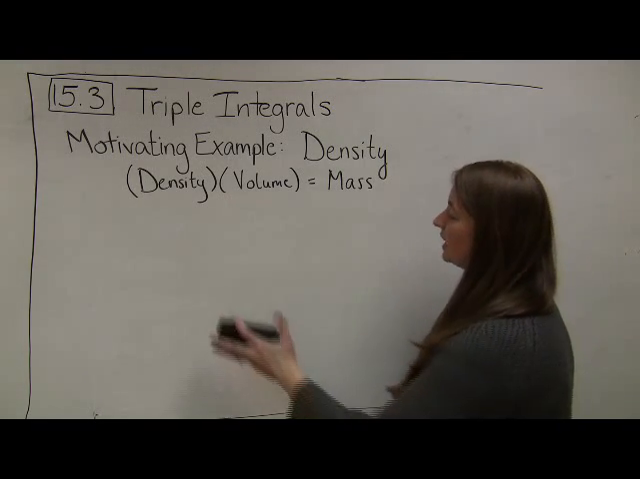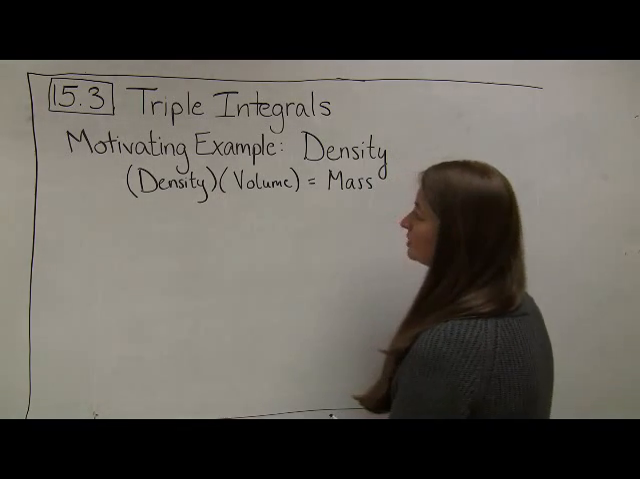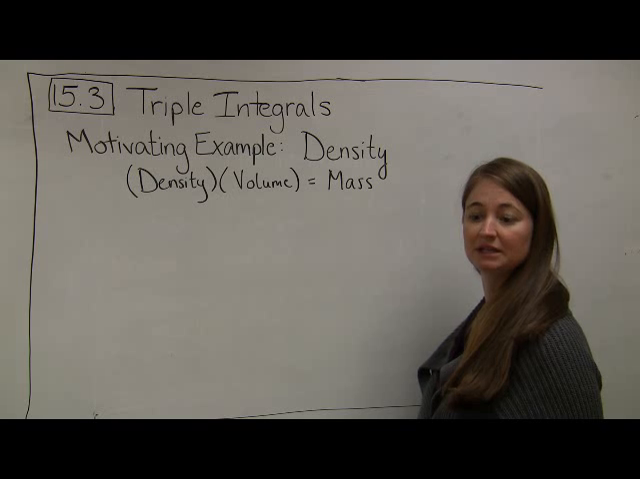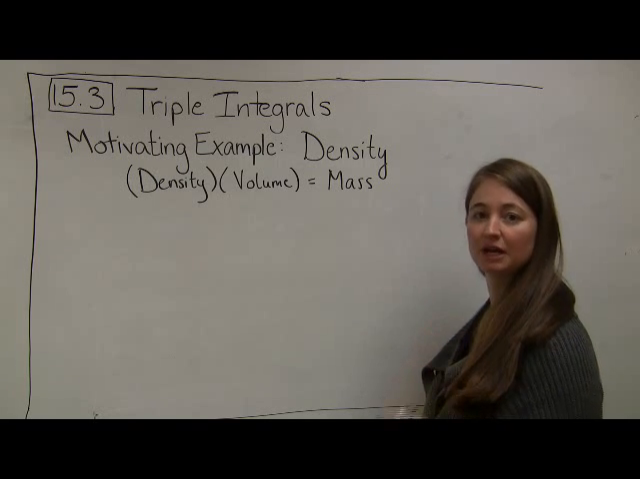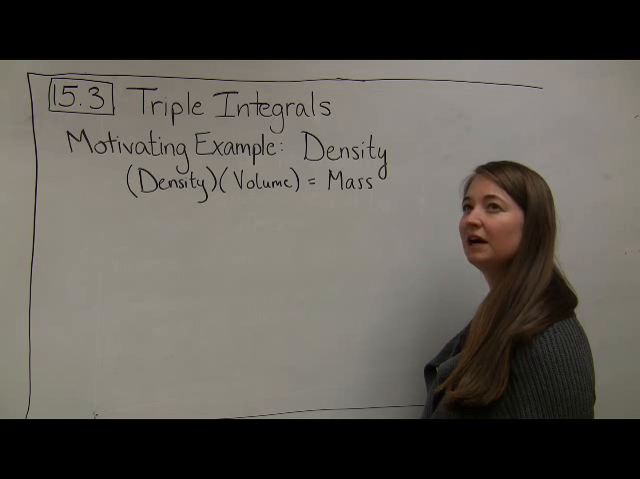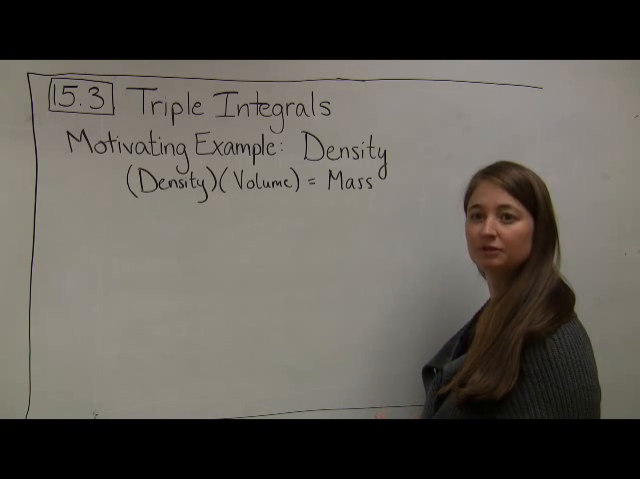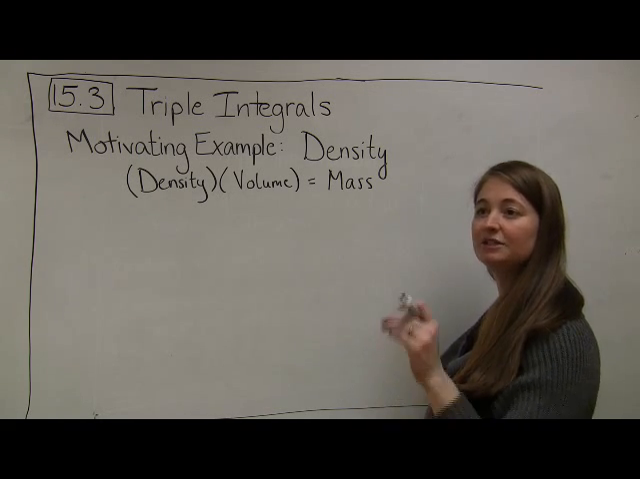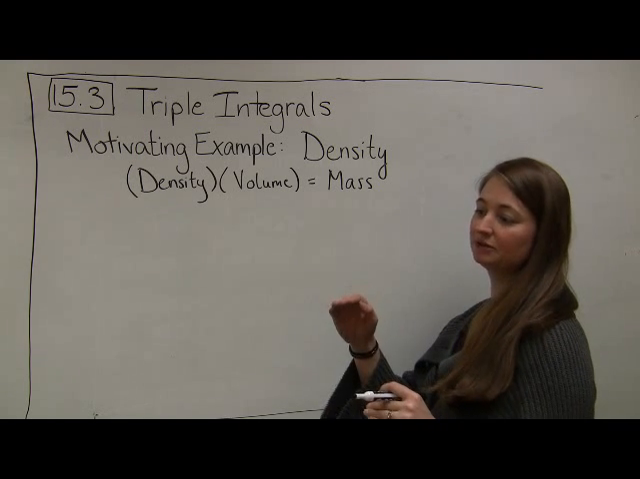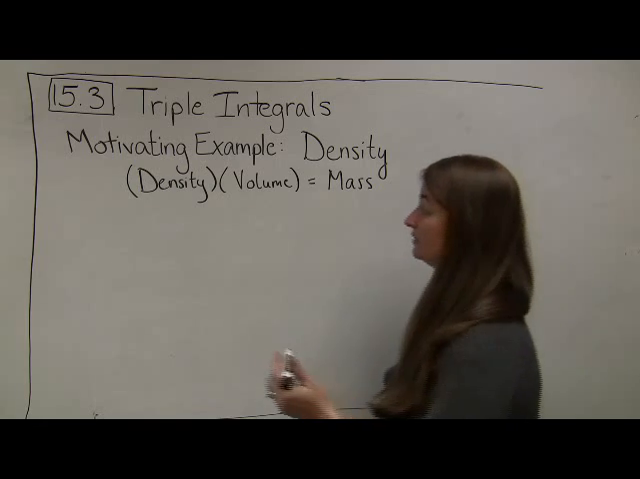So let's say that we have some object, and this object doesn't have uniform density. Most things that we talk about have uniform density, meaning that the density is the same throughout the object. But for some objects, let's say if you were doing a really fine sample of some type of fluid flow, this fluid might have different densities at different places in the fluid. So at the top of the fluid, it might be less dense than at the bottom of the fluid.